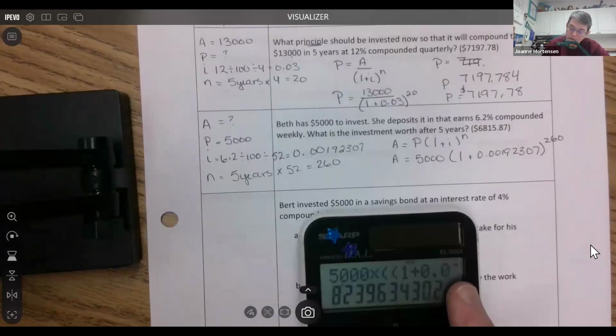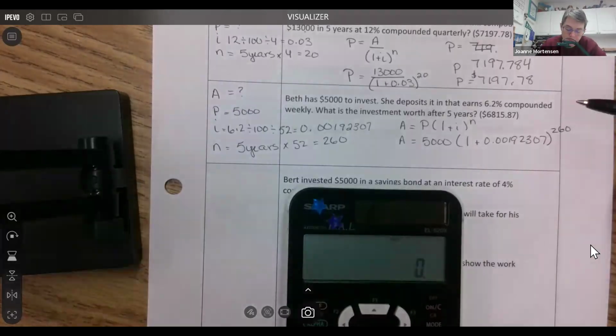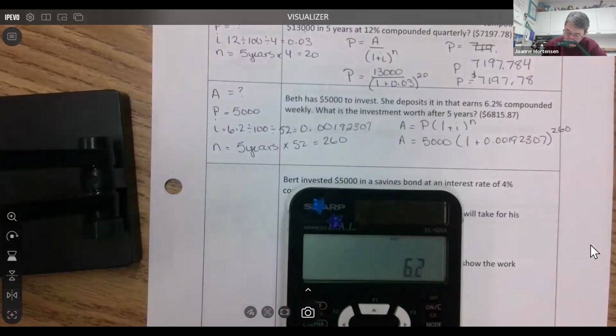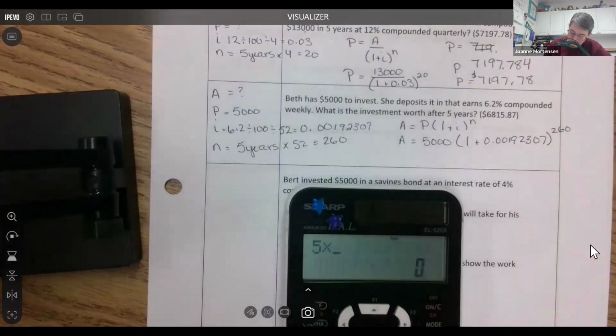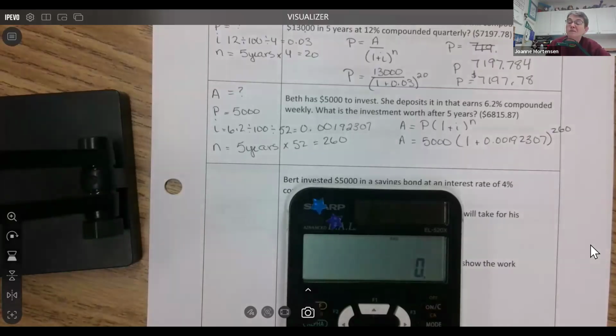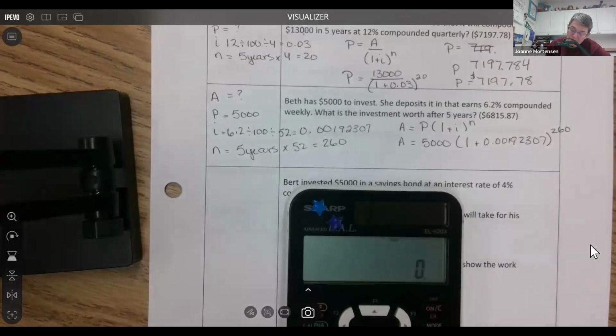I bet. Let me just see. And look at this, real life, right now. Where did Joanne screw up? So I don't know the amount at the end, 5,000. 6.2 divided by 100 divided by 52 weeks in a year. All right, that's it. 5 times 52. Yeah, that seems right too. All right, let me try it again. I'm going to do it old school, the way I normally would do it. 1.00192307. Here, whoops. Really want to just restart the video, but I'm this far.